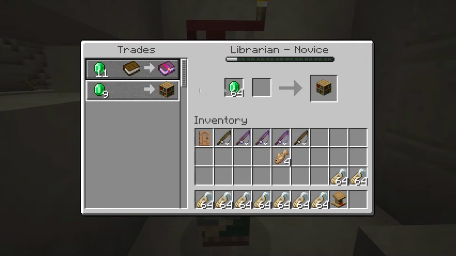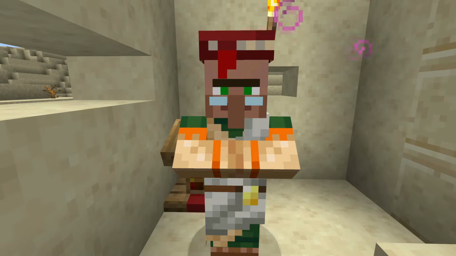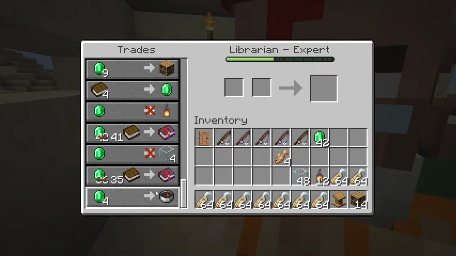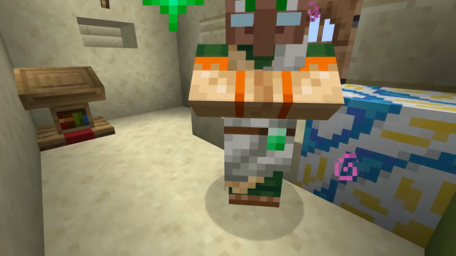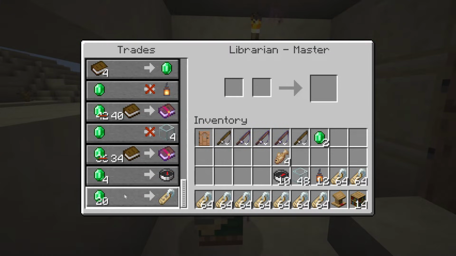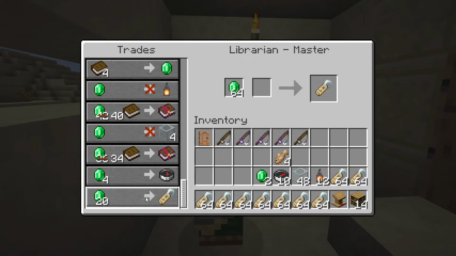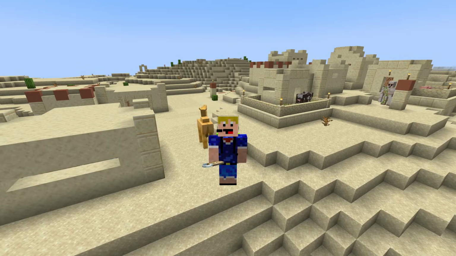So currently it's novice. If you trade with it, it levels up into an apprentice. If you trade with it more, he levels up into a journeyman. Then, if you level it up again, he becomes an expert. And if we do this one more time, there we go, its badge changes to diamond, and he's a master level librarian. And now if you scroll down all the way to the bottom of his trades, there we go, you can always buy a name tag for 20 emeralds. So by just getting a whole bunch of emeralds, you can now get your hands on some name tags for yourself.